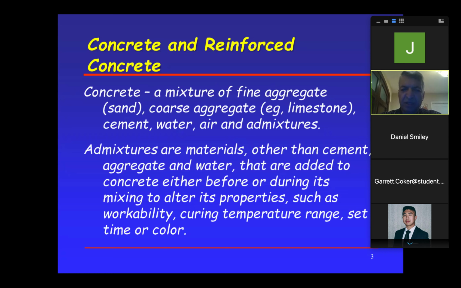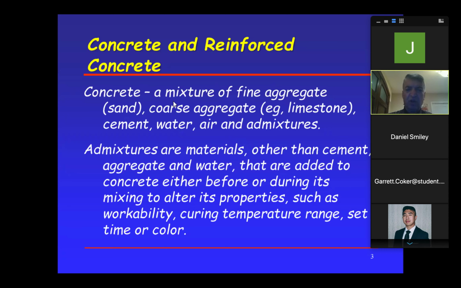And then somebody could say, what are you talking about? We'll explain that. Some mixes, we add air to it. When we say air, it means air bubbles into the system. And then admixtures, we'll see what the admixtures are in a second. All right, so this is how we make concrete.